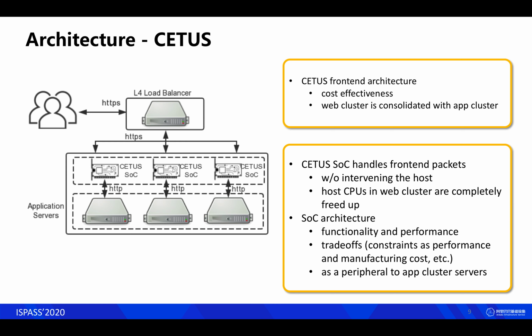CETUS is implemented as a SOC architecture to achieve the same functionality and the same level of performance as the existing web tier servers. In general, the CETUS SOC serves as a peripheral to servers in the application cluster, and it allows the complete consolidation of the web cluster and the application cluster to achieve a more cost-effective approach.